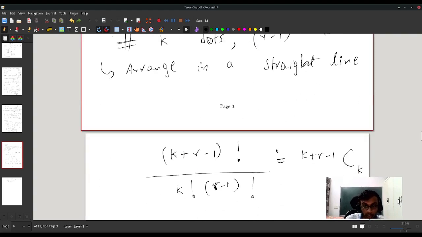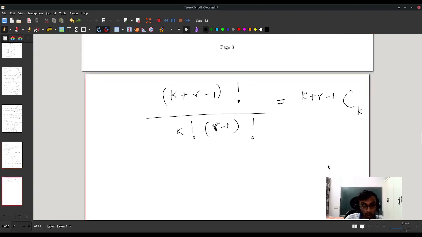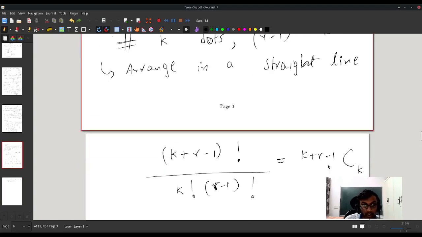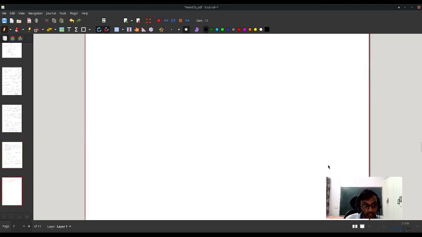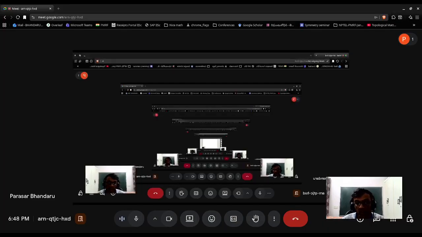But for us, it's going to be useful to do the next problem, to do the counting in some very interesting physical system. So let's move on to that.